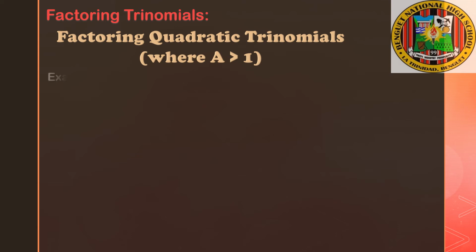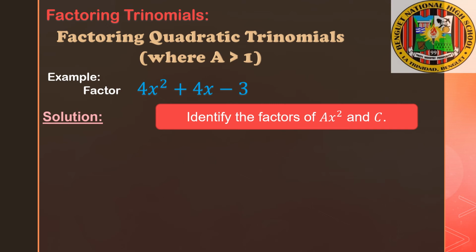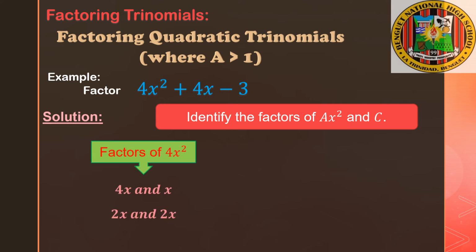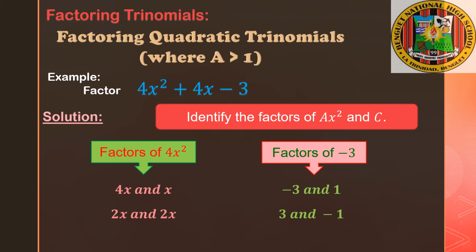Let's see another example. Factor 4x squared plus 4x minus 3. To solve this, first, we identify the factors of the first and last terms of the trinomial. Remember that we choose the terms of our binomial factors from them. Therefore, we have 4x and x, and 2x and 2x as the factors of 4x squared. The factors of negative 3 are negative 3 and 1, and 3 and negative 1.